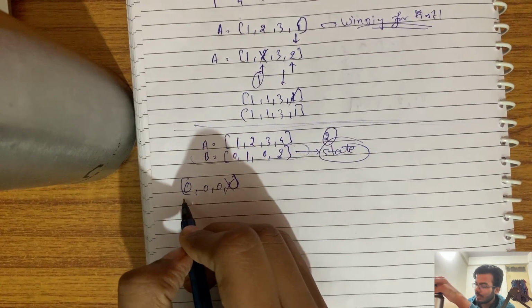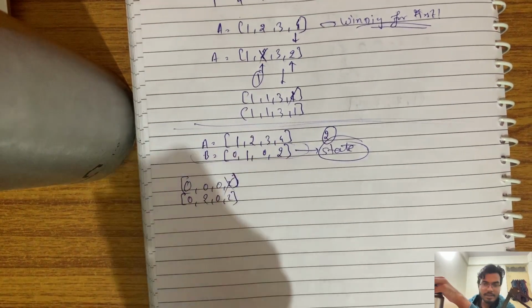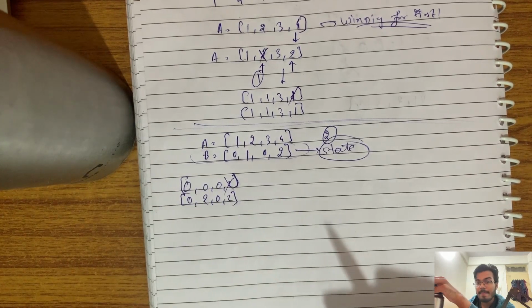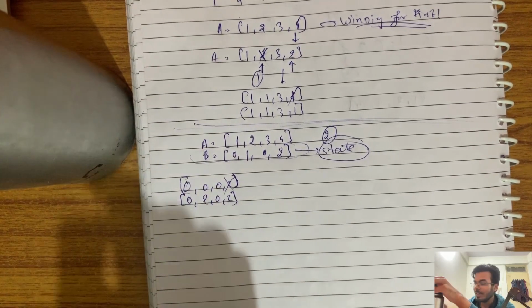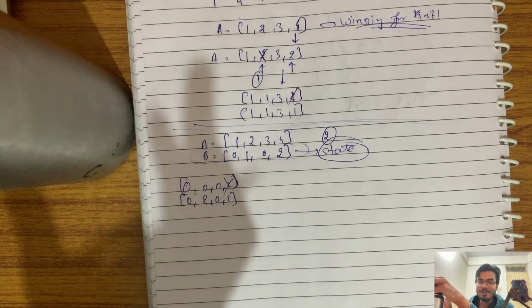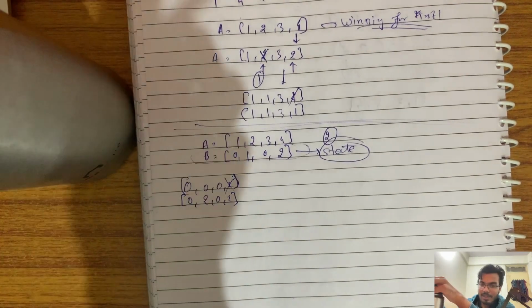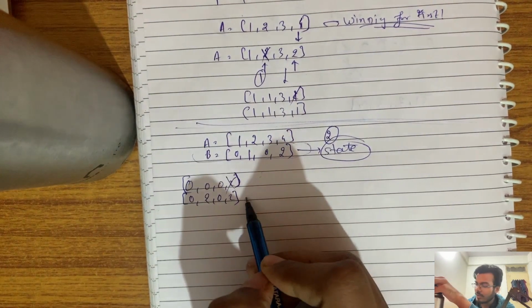But what if we had a state like 0 2 0 2? Is this a winning state for the first player or for the second player? This is obviously a winning state for the second player, right? Because no matter what, if the first player chooses 2 raised to the power 2 only, then this is a winning state for the second player.